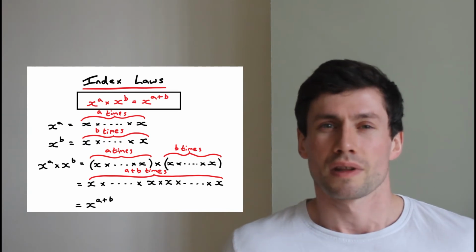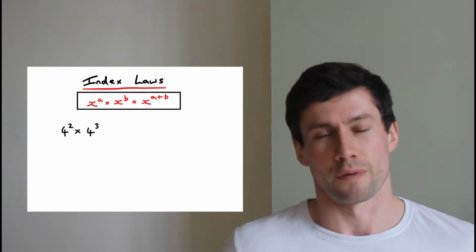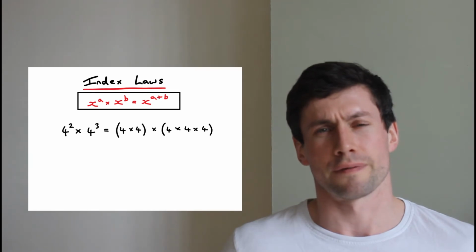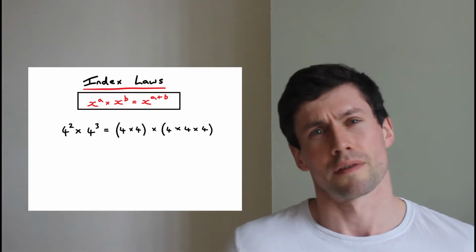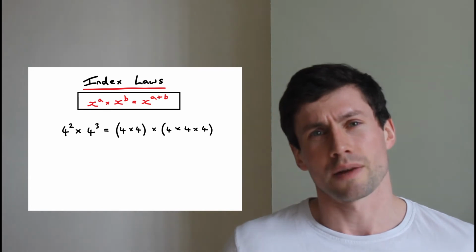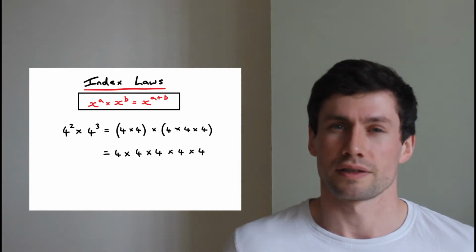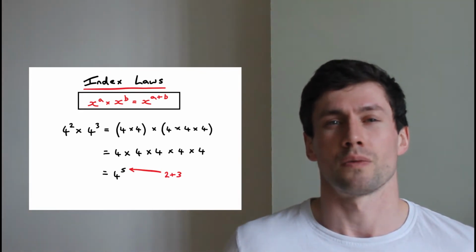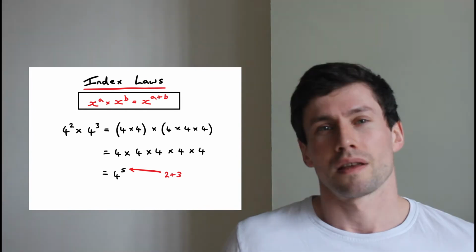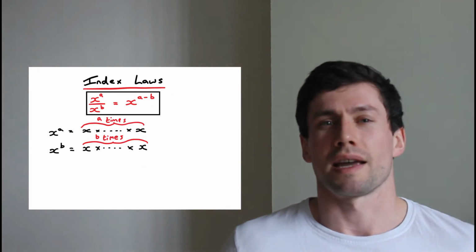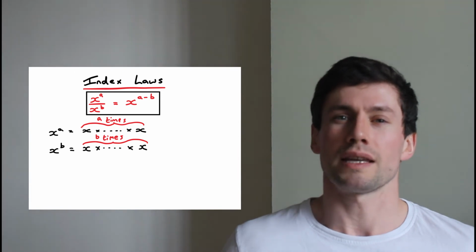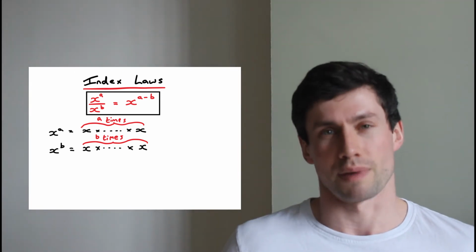Here's an example. 4 to the power of 2 times 4 to the power of 3 is just 4 times 4 times 4 times 4 times 4. Here we just have 5 4's multiplying together, so this is 4 to the power of 5, which is 3 plus 2. The next law is x to the power of a divided by x to the power of b equals x to the power of a minus b.